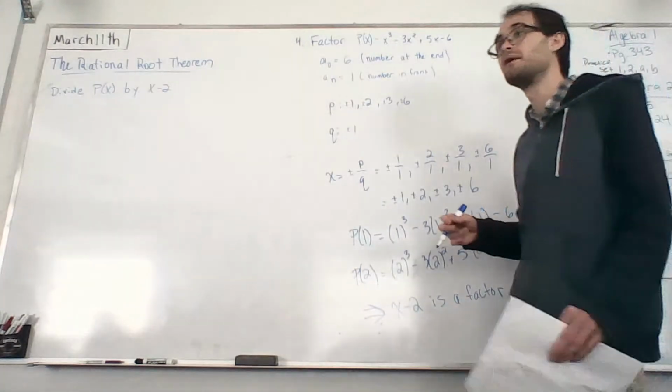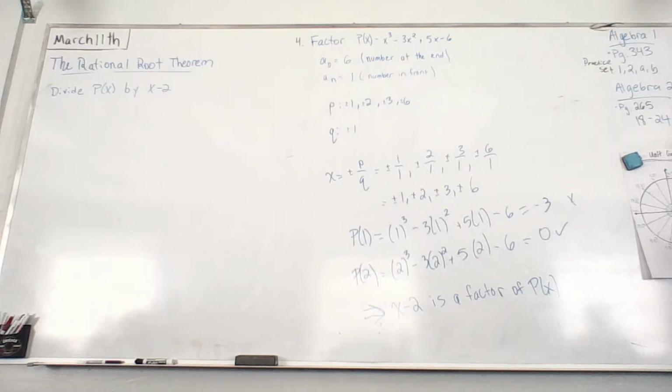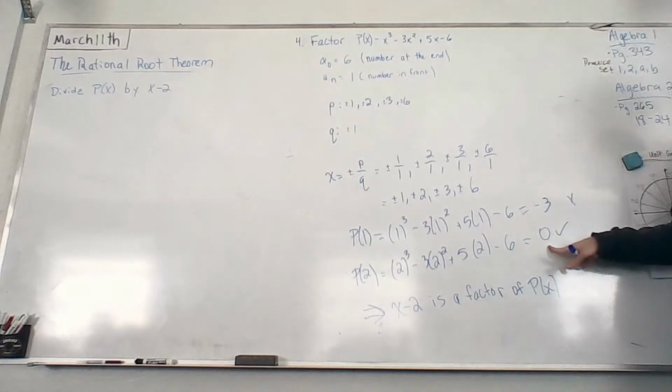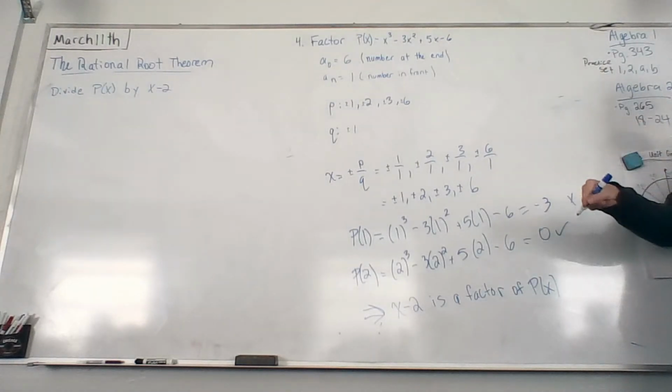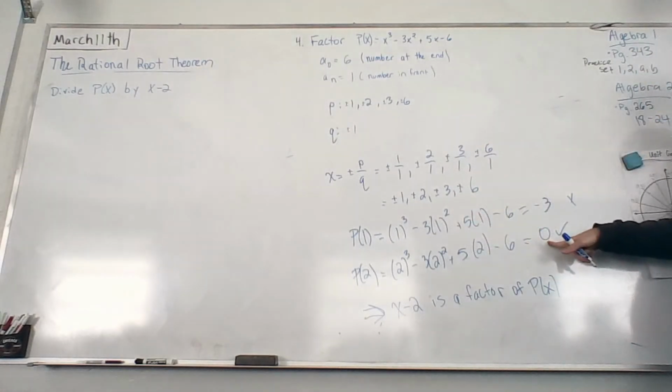The remainder is 0. By the remainder theorem, if I plug in what I'm dividing by, whatever I get is the value of my remainder. So I got 0 as a remainder.